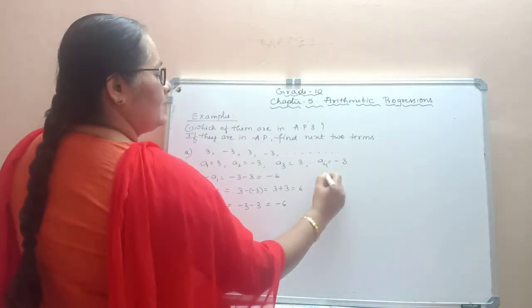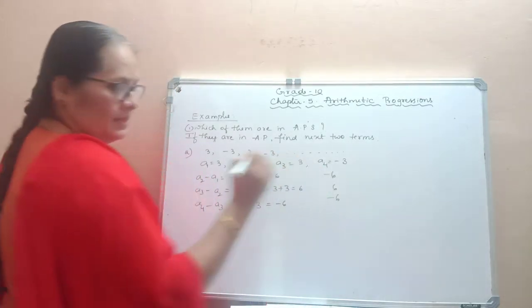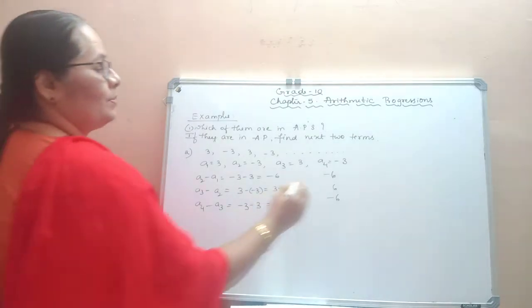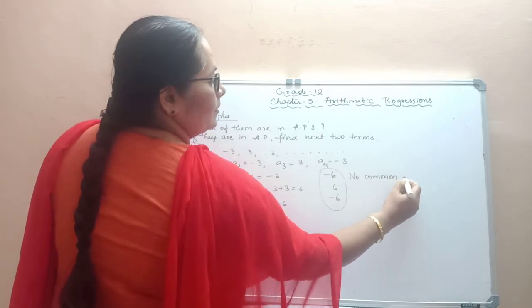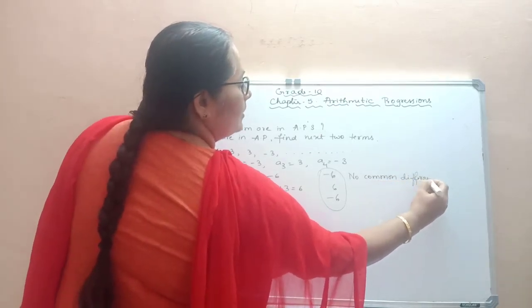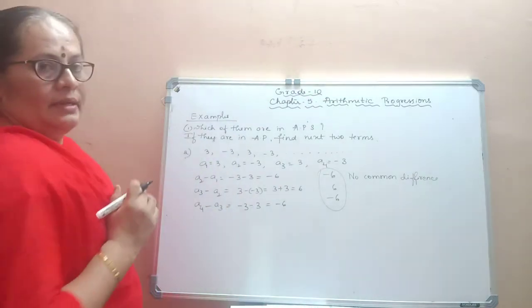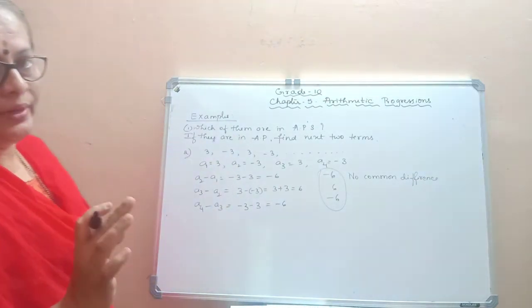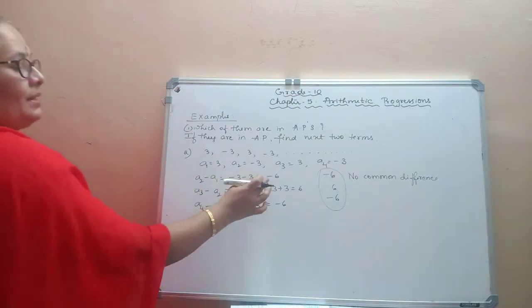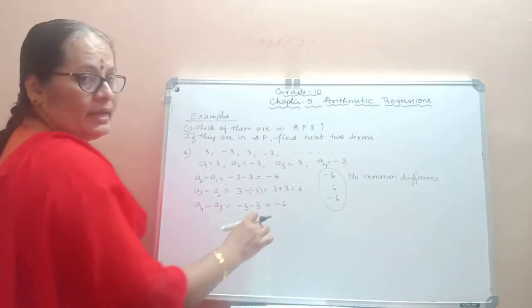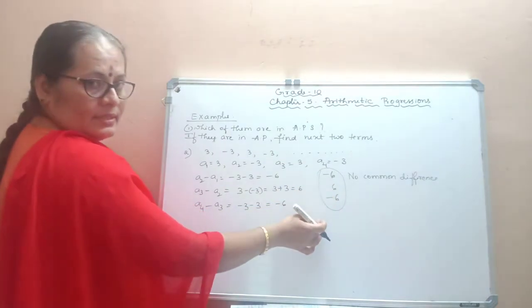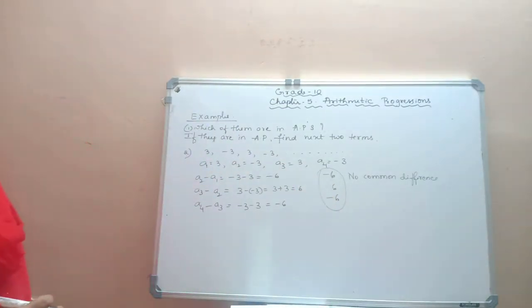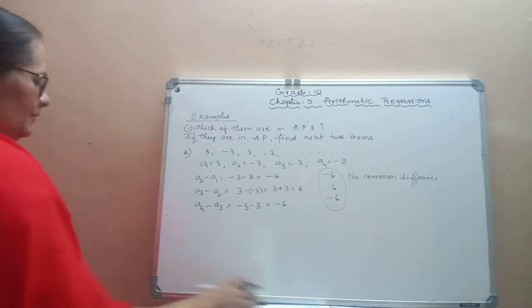Now you see here, minus 6, 6, minus 6. Is the difference the same? No. No common difference here. Then what will we say? The above sequence is not in arithmetic progression. Here the differences are minus 6, plus 6, minus 6, plus 6. Variation is there. There is no common difference. Therefore, the difference is minus 6, 6, minus 6. So the above sequence is not in arithmetic progression.